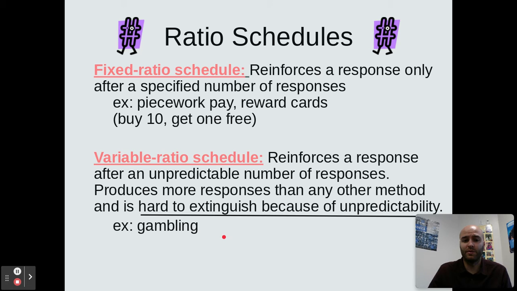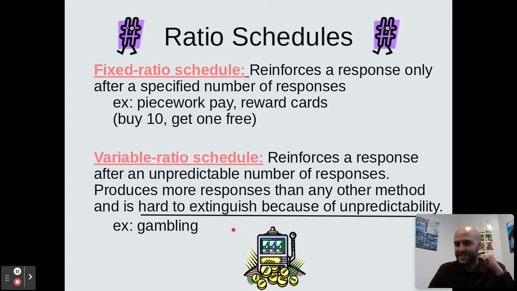The biggest example is gambling, right? You never know when that slot machine's going to hit, but you know after some number, who knows what, it's eventually going to pay out. So you just keep going back to it and back to it and back to it, right? That's why gambling can become so addictive, is because variable ratio schedules are the hardest to extinguish, and they keep people coming back and playing.